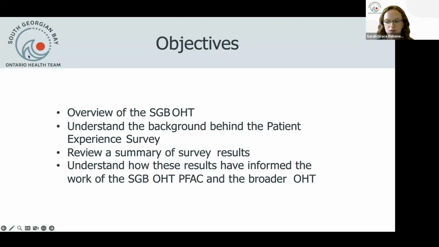So just a few objectives to guide our discussion this afternoon. I'll start by giving a bit of an overview around our Ontario Health team and our structures, including highlighting how patients are embedded within all of our decision-making and operational teams. Then we'll move into further background to understand the patient experience survey process that we've undertaken with the support of HSPN, reviewing a summary of these results, and then most importantly, how the results of our surveys have informed the work of our OHT Patient Family and Caregiver Advisory Council and the broader Ontario Health team as well for our South Georgian Bay population.